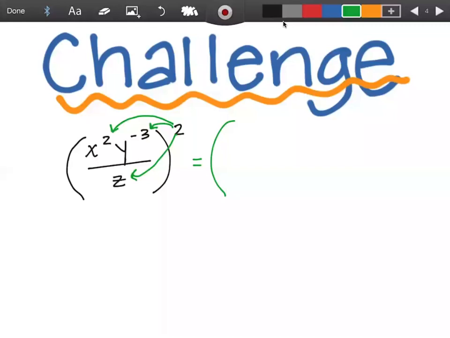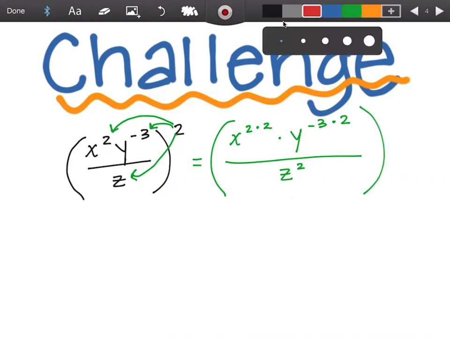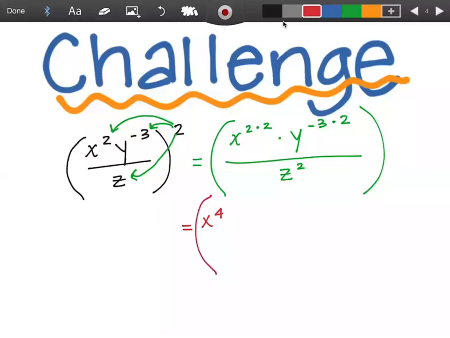This says we're going to have x squared, squared, times y to the negative third power, squared, over z squared, squared. All right. So let's go ahead and begin simplifying. X squared times squared would be x to the fourth power because 2 times 2 is 4. Times y, and then we have negative 3 times 2, which is negative 6, over z to the second power.